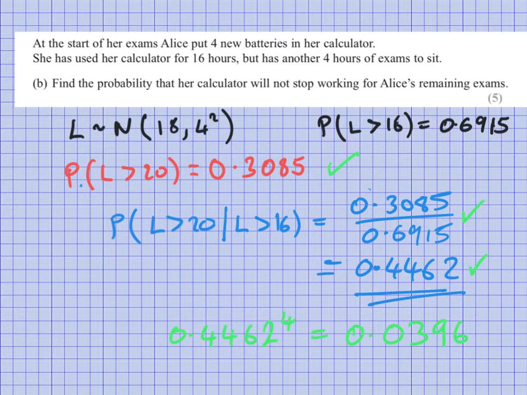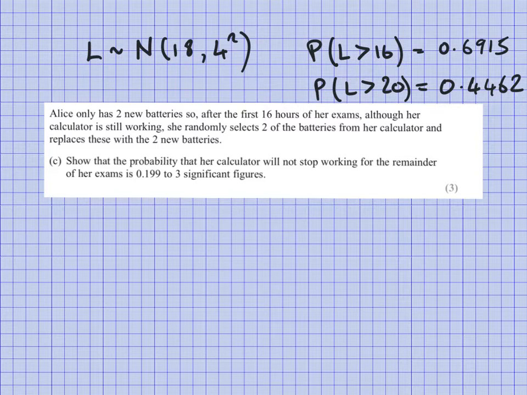On to part C. And again, we're going to need our results from here. Right, we're on to part C. Alice has 2 new batteries. So after the first 16 hours, she chucks away 2 of the batteries randomly and replaces them with 2 new batteries. You might ask yourself why she doesn't buy 4 batteries, what she's doing makes no sense, but let's carry on.